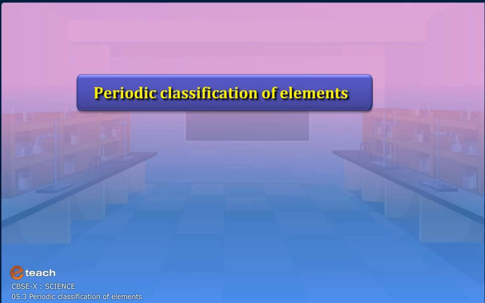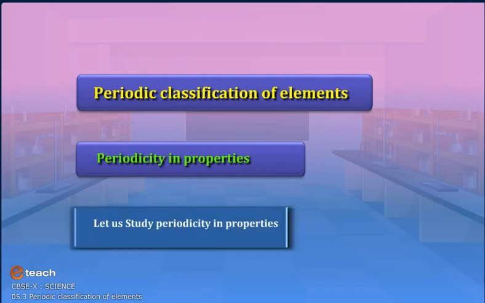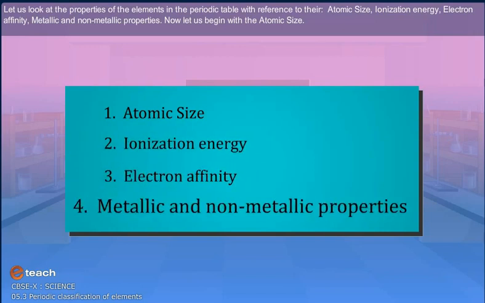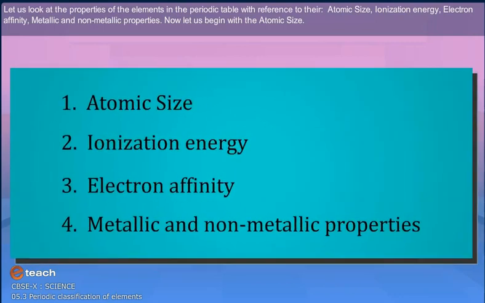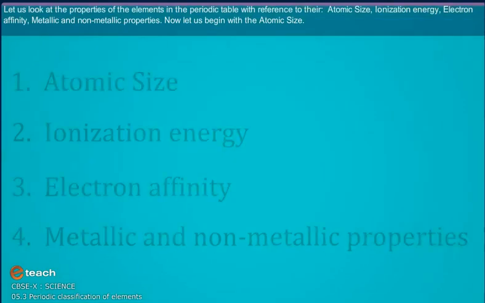Periodic classification of elements. Periodicity in properties. Let us study periodicity in properties. Let us look at the properties of the elements in the periodic table with reference to the atomic size, ionization energy, electron affinity, metallic and non-metallic properties. Now, let us begin with the atomic size.